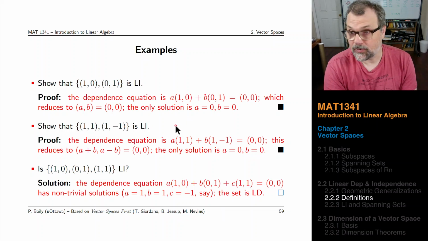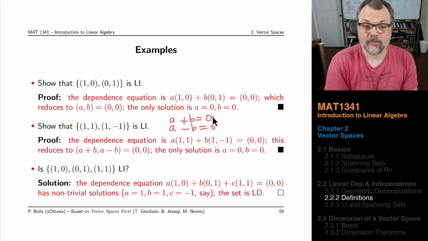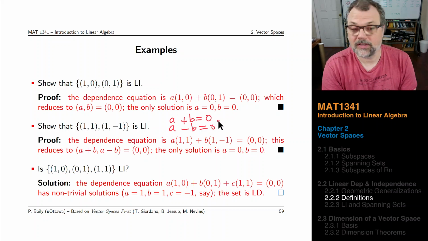That becomes two simultaneous equations. a plus b equals 0. a minus b equals 0, right? a times 1 plus b times 1 equals 0. a times 1 plus b times minus 1 equals 0. And now we need to solve this system of equations. Well, this is an easy 2 by 2 system. What are we going to do?